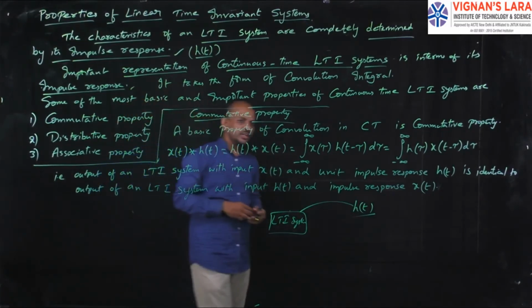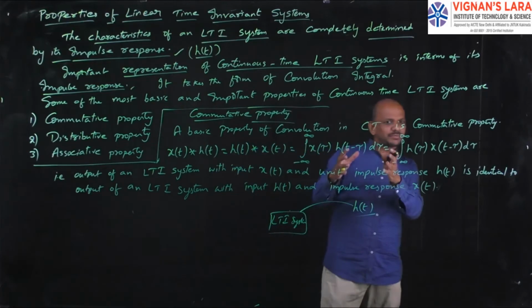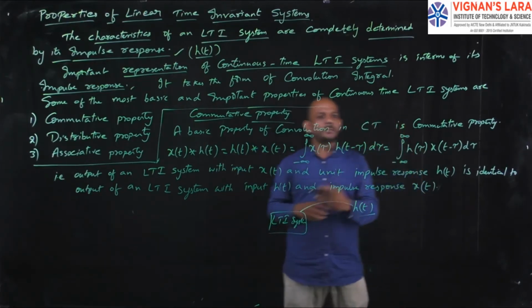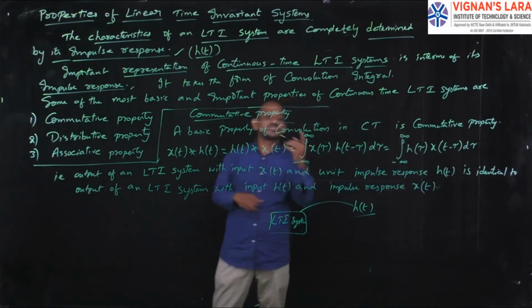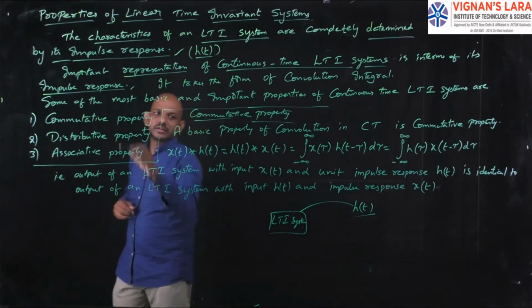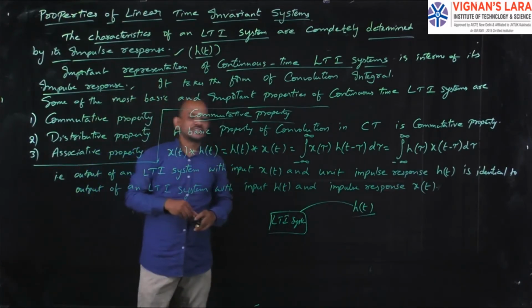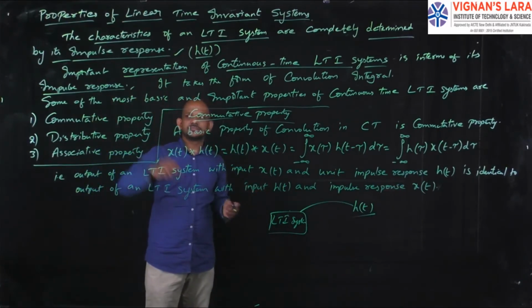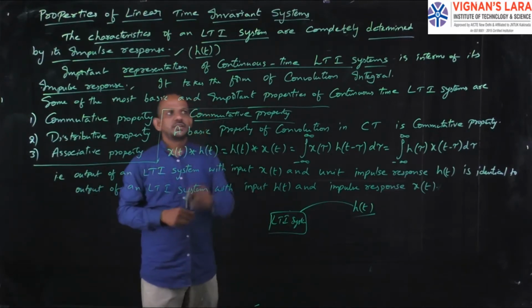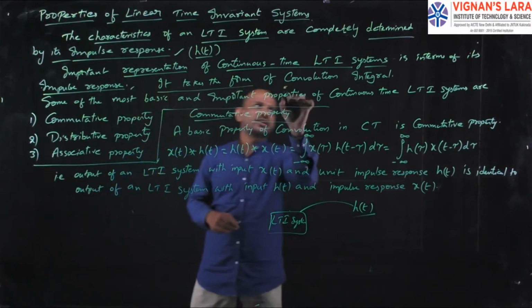Why? Because if it is in terms of impulse response, by knowing the value of that impulse response, I can find the characteristics of the system. Hence, the most important representation of LTI systems is in terms of its impulse response. Simply, it takes the form of convolution integral.